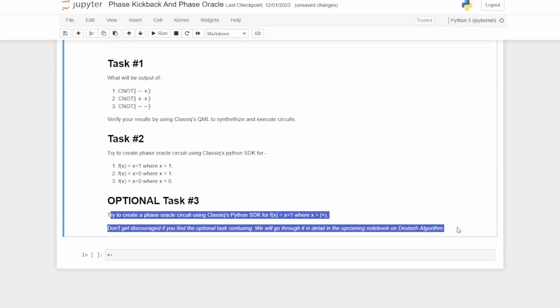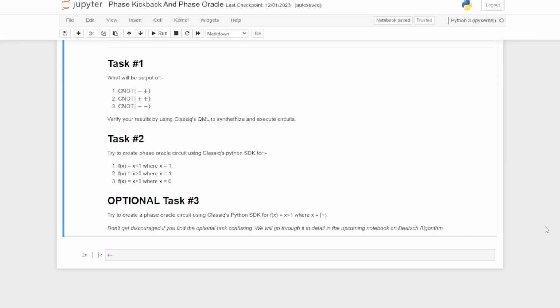This optional task 3 is nothing but Deutsch's algorithm, which you can try for now, but if you find it confusing, we will see it in the next notebook.